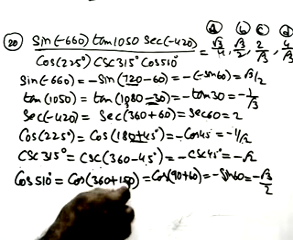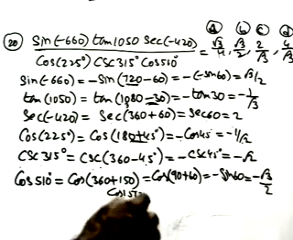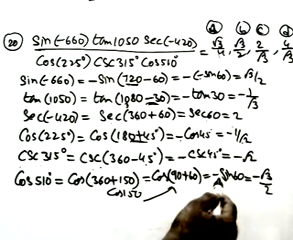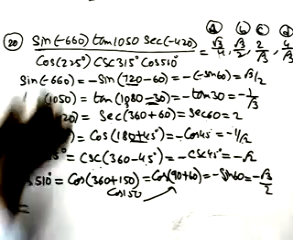Lastly, cos 510 can be written as 360 plus 150. Cos 360 plus theta, cos 150. Again, cos 150 can be written as 90 plus 60. Cos 90 plus theta is minus sine theta, so minus sine 60 is minus root 3 by 2.